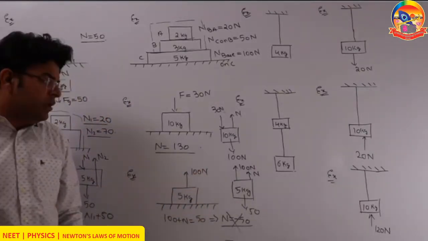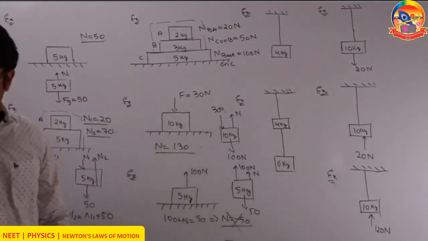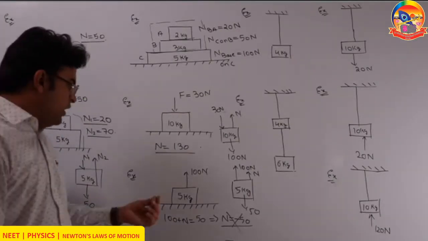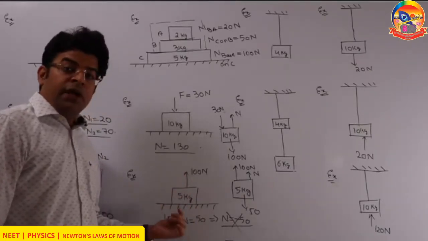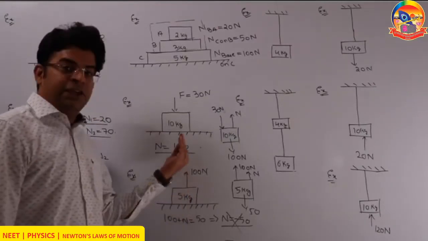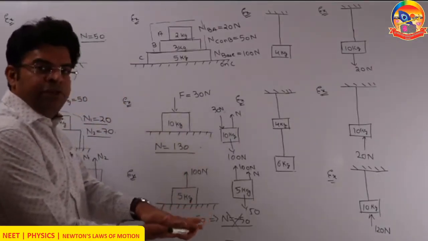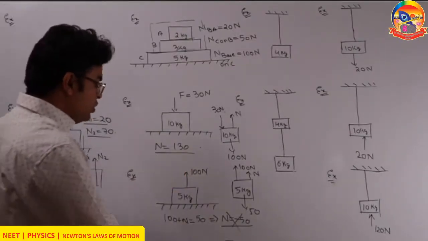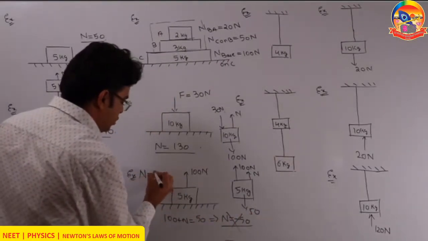So now here, what is the answer? The answer is 0. Why is the normal reaction in this case going to be 0? Reason being, the upward force acting is more than the weight of the block. If the upward force acting is more than the weight, the block will start rising up. And since the block starts rising up, it will lose contact with the ground. Since it loses contact with the ground, the normal reaction becomes 0. So the appropriate answer here is normal reaction is 0.